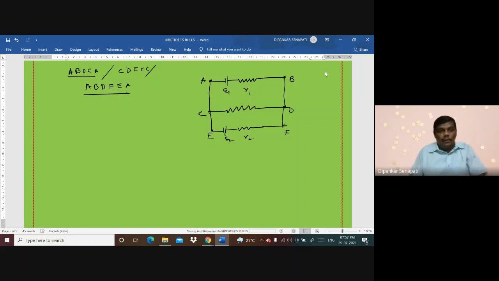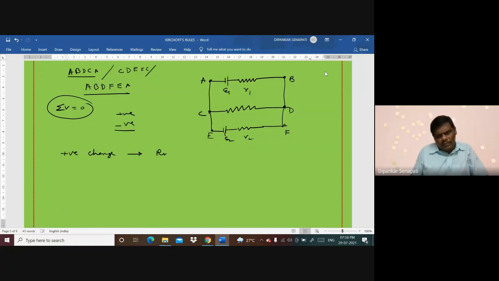But how to apply? What is the rule? Summation of V is equal to 0 for potential changes. Again, summation of V equal to 0 means some potential changes will be positive, some will be negative. Which changes are taken as positive, which as negative? This is very important and you have to remember this. Just do practice, no problem, automatically you will understand.